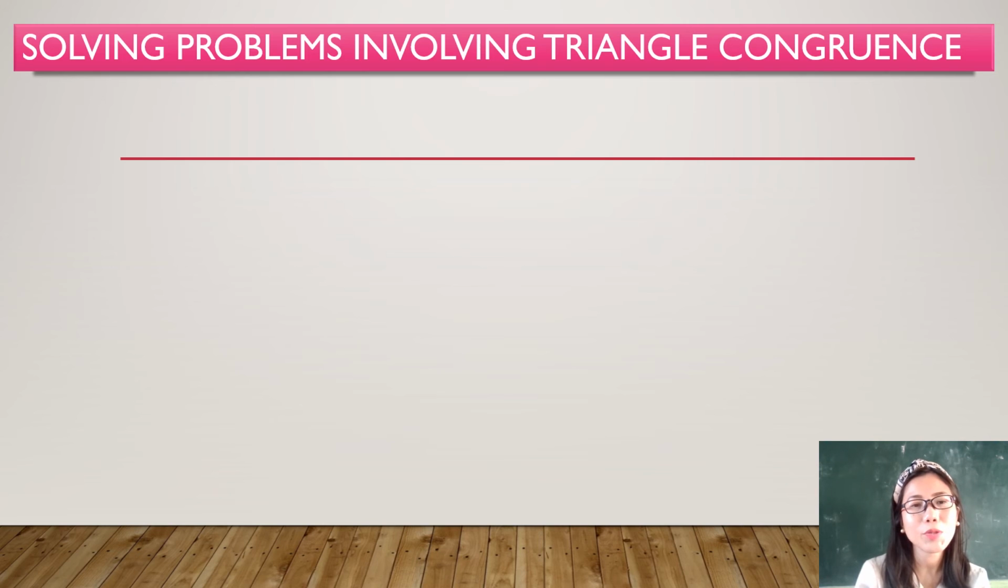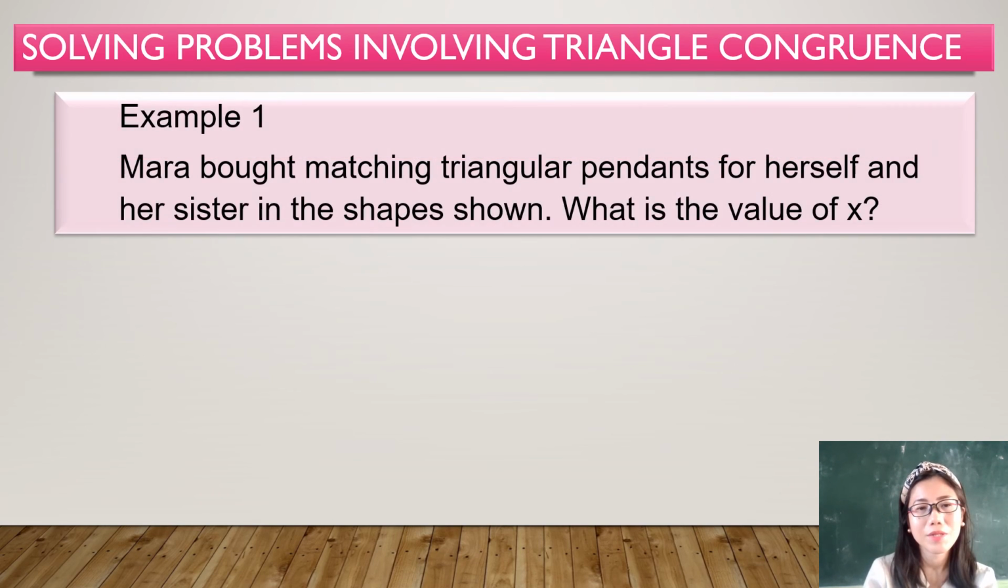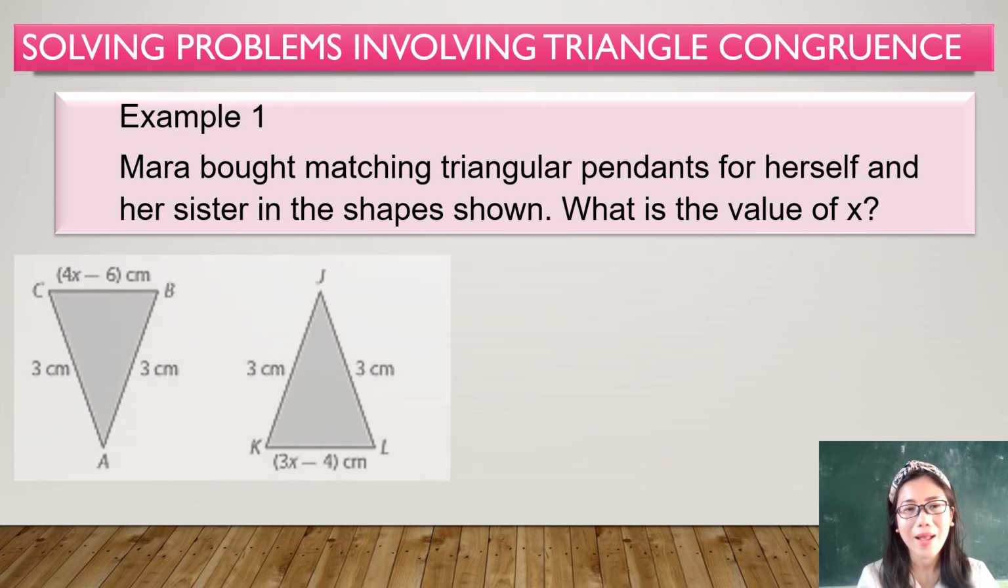Now let's proceed to solving problems involving triangle congruence. So you have your example number 1. Mara bought matching triangular pendants for herself and her sister in the shapes shown below. What is the value of x?